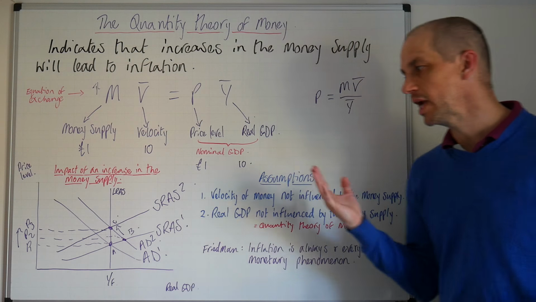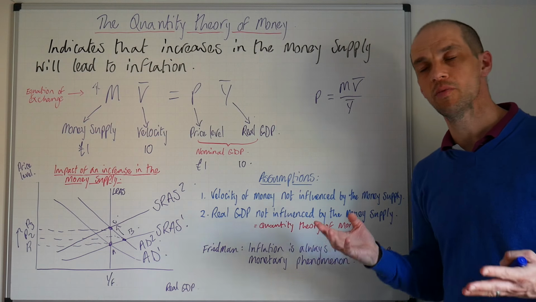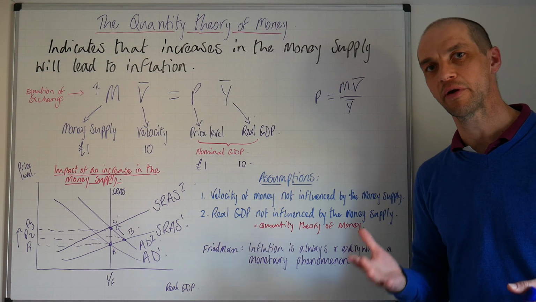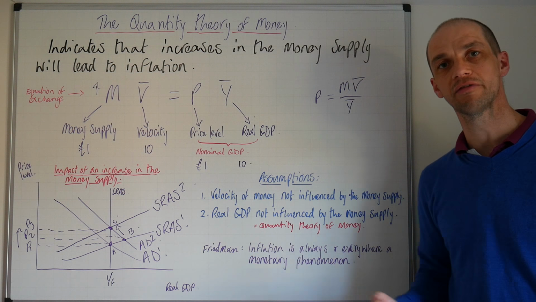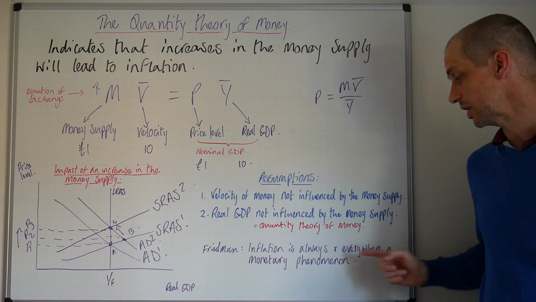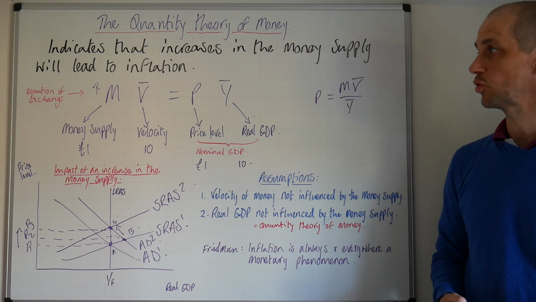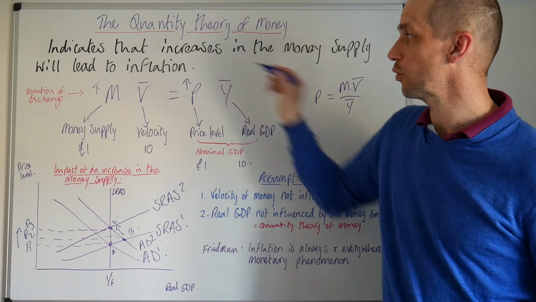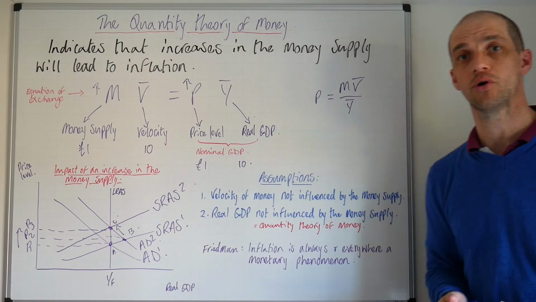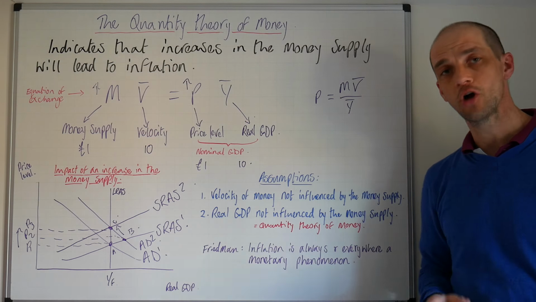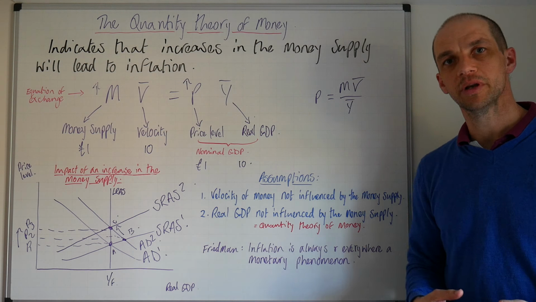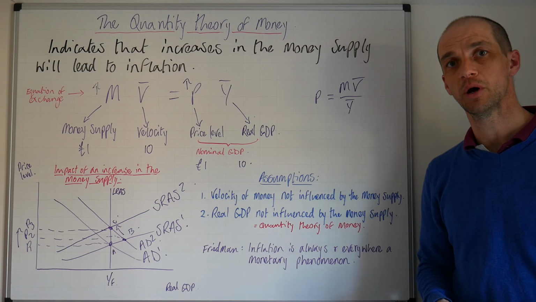Okay, so it's with this in mind that we must understand Milton Friedman's very famous quote regarding inflation, and that is, inflation is always and everywhere a monetary phenomenon. So if there is an increase in M, there will be an increase in P, and we can see that on our diagram right here. Okay, so there we go. That's what the monetarist argument is regarding the quantity theory of money.